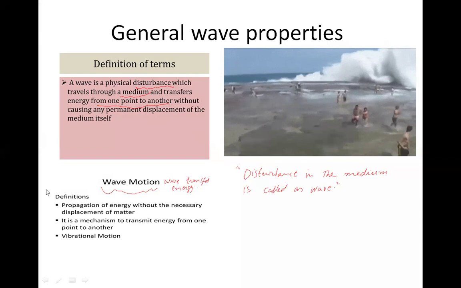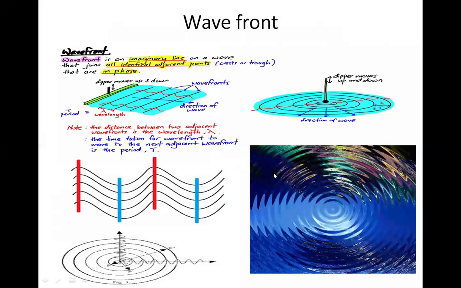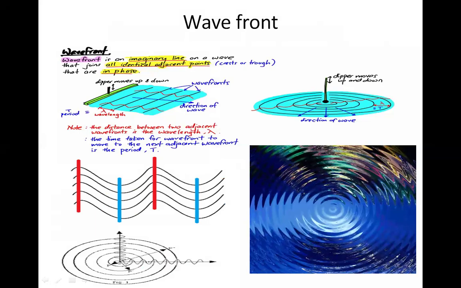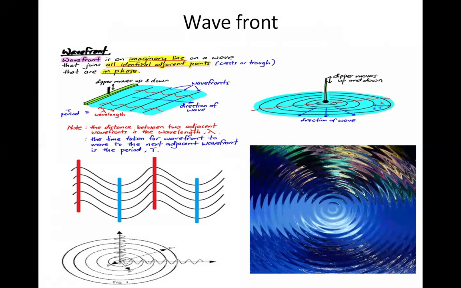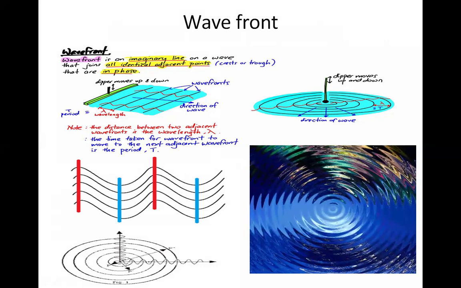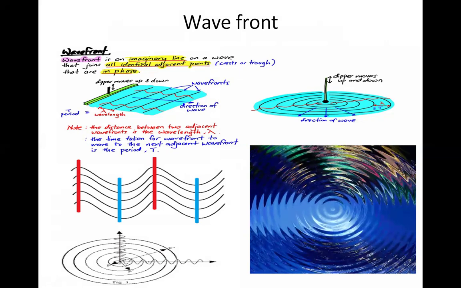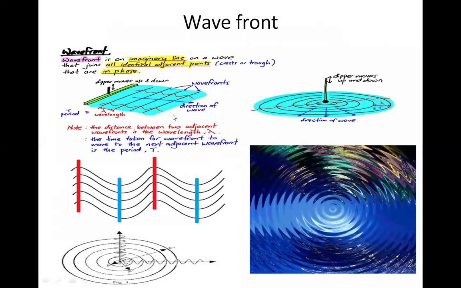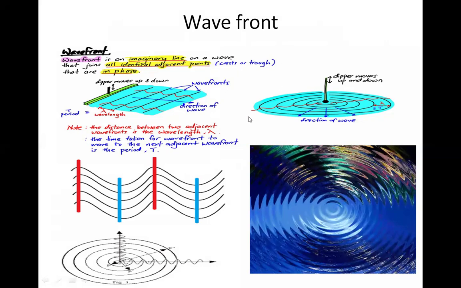On this page, just: wave is the disturbance in the medium, and wave motion means wave transfers energy, nothing more than that. Now look at this. What is happening? Waves are traveling.